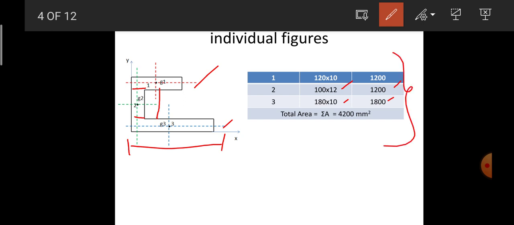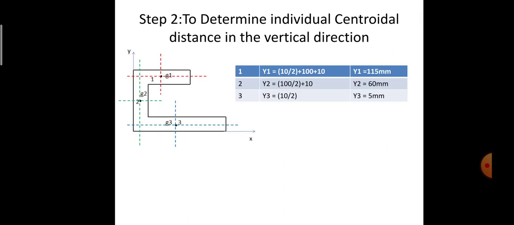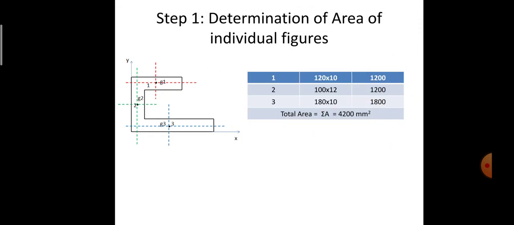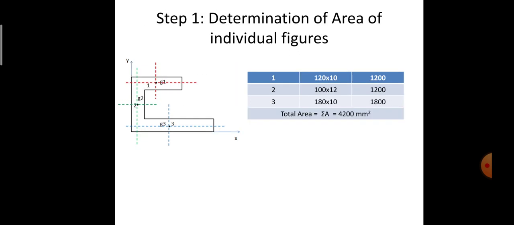If I sum up all these three areas, I get the total area of the overall channel section as 4200 mm square. Since it is in mm, the area will be in terms of mm square. So this is all about calculating the areas of the individual structures and then summing them to get the area of the overall channel section.